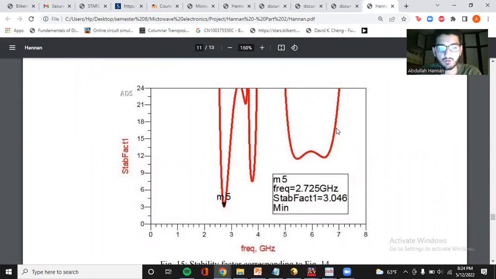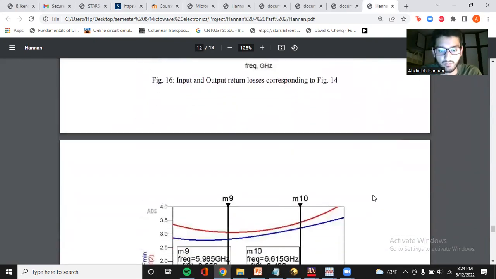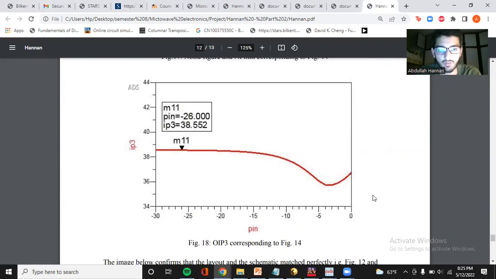Finally, simulations were done on the schematic with the non-ideal components. Again, the stability factor is greater than 1 for the whole frequency range, which means the design is unconditionally stable. The S11 and S22 requirements are also met, as the S11 is less than -7 dB for the frequency range, while the S22 is less than -15 dB for the whole frequency range. The noise figure increased a little to 3.0 to 3.4 dB in our frequency range, and the IP3 is now 38.5 dB.